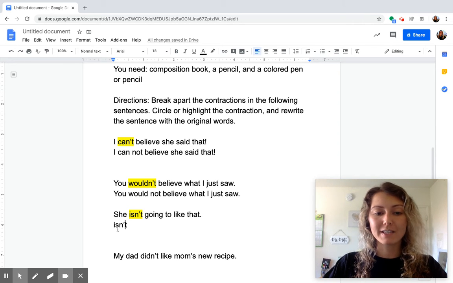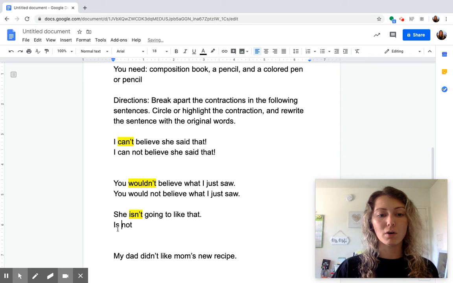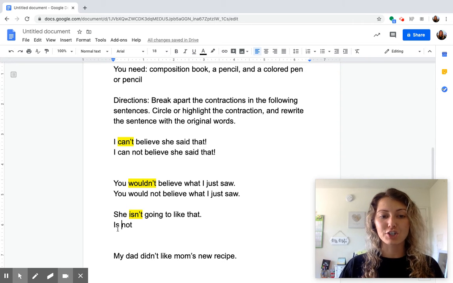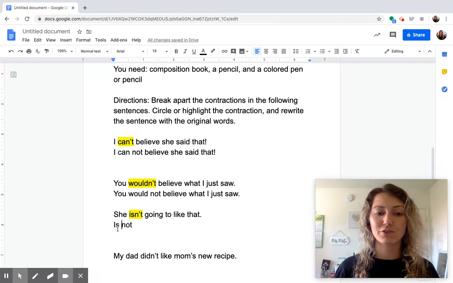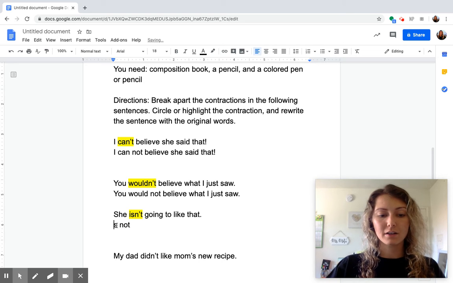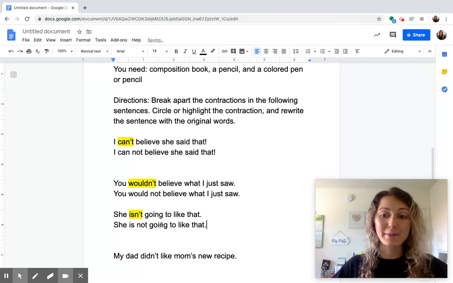Yep, so we should have taken out the apostrophe and added an O and found that this contraction isn't actually stands for is not. She is not going to like that. Great.